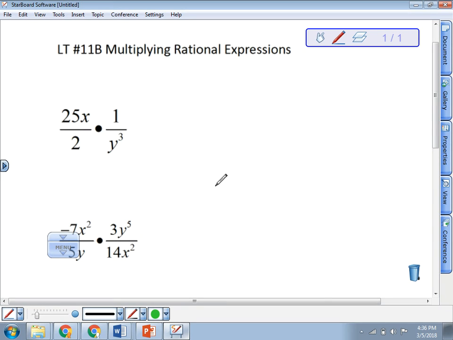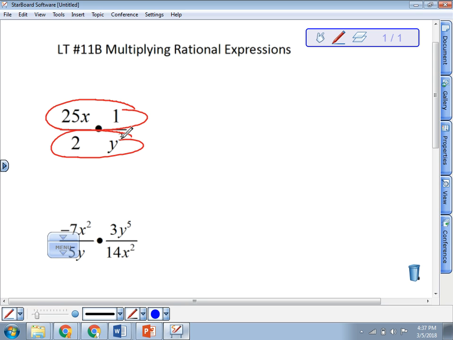Welcome to the notes on multiplying rational expressions. So remember, a rational expression is a fraction with a polynomial in the numerator or denominator. Now we're going to learn how to multiply them. The nice part about multiplication is you just have to multiply numerator by numerator, then denominator by denominator. Then we want to see if anything can factor, cancel out, or reduce.